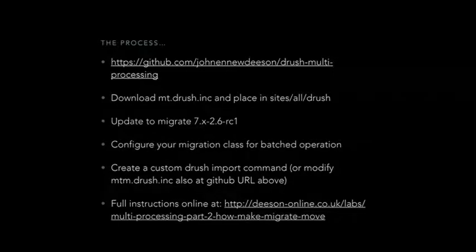Then you need to consider how you're going to batch up your migration so that it will work in parallel. We'll look at this in a couple of slides in a moment, but you need to configure your migration for a batch migration. It's not going to work out of the box. You've got to allow your migration to be able to process a certain number of records between a start and an end, between a limit and an offset.